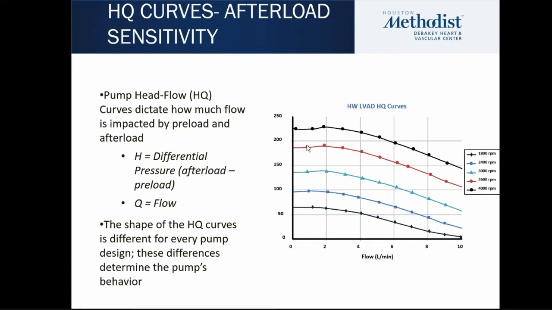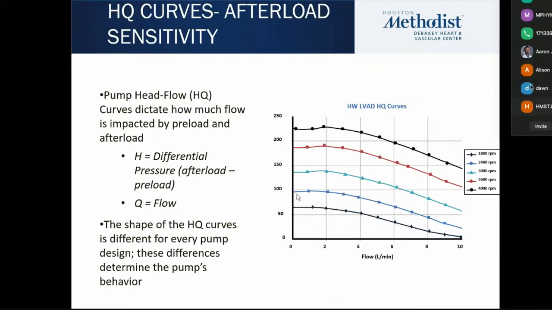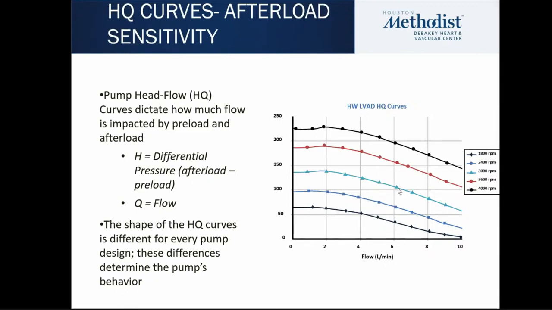The HQ curves are different for each device type. This is an example of an HVAD HQ curve, where you can see that if the pressure differential was around 150 at the same RPM, at 3,000 RPM, the flow can be 4 liters. But if the pressure changes to 100, the flow would be different at the same RPM, meaning a higher flow, which is 6 liters per minute.